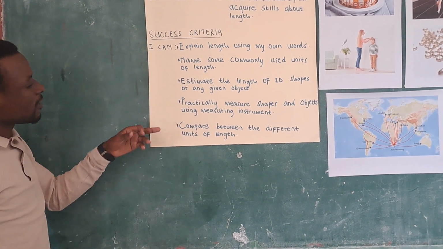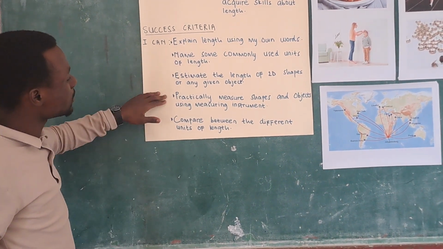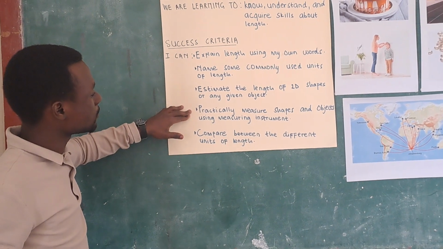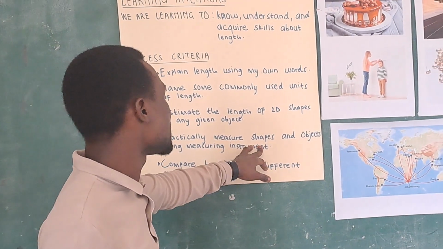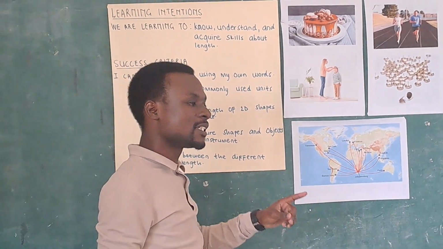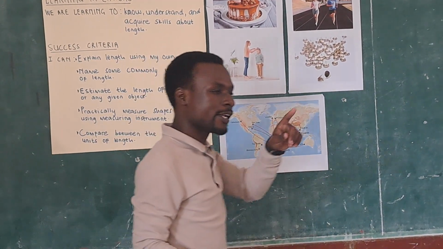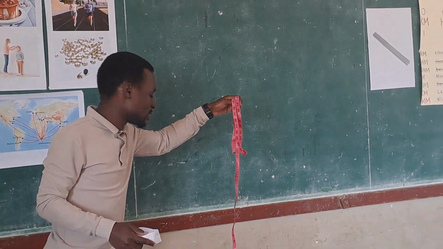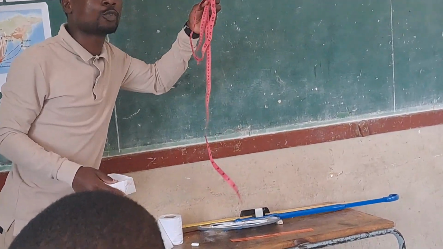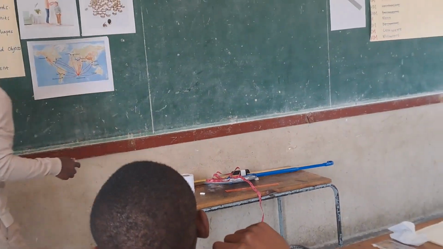Success criteria number 4. Can you read for us? I can practically measure shapes and objects using measuring instruments. What are the measuring instruments? Are these things that I have here. At the end of this lesson, you must be able to use these things to measure length.